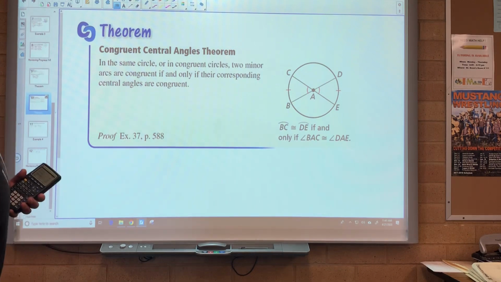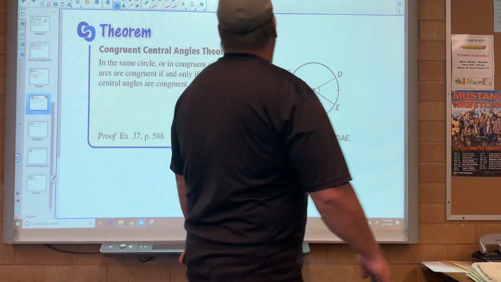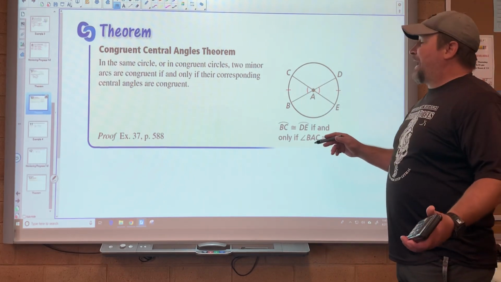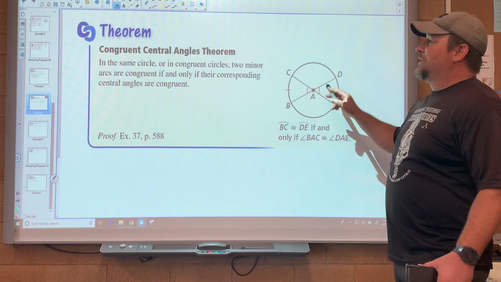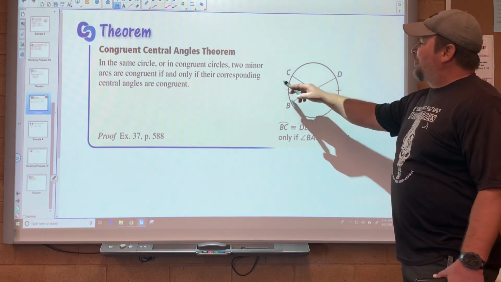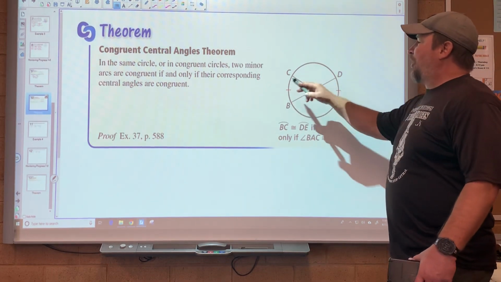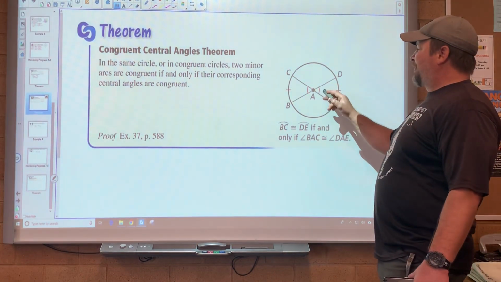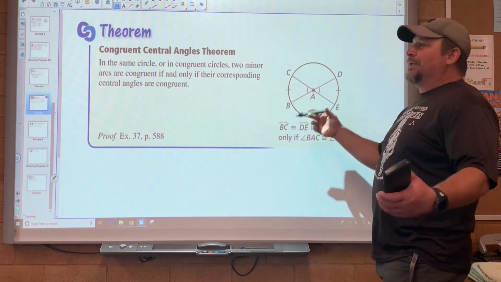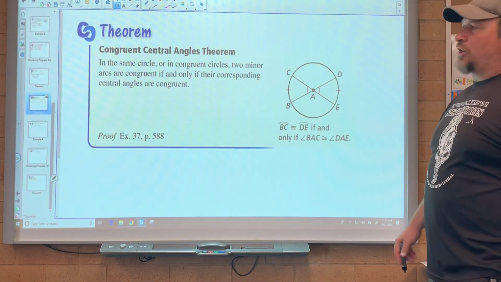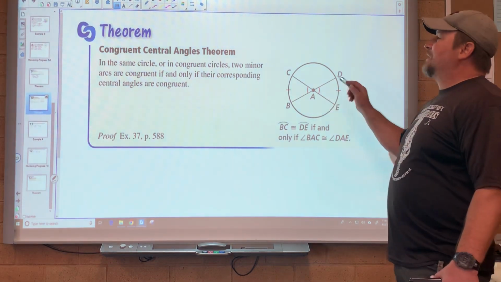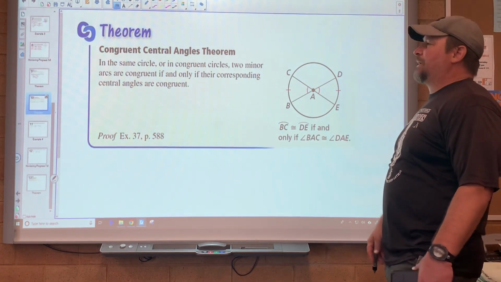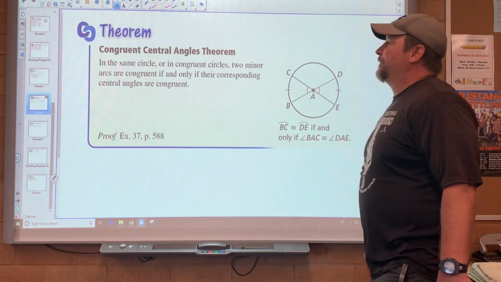Congruent central angles theorem. Okay? Well, if I have two diameters that cross each other, I have vertical angles. If I have vertical angles, then the arcs across from them will have to be the exact same anyway. So if this was like 30, then that's 30, then this is 30, and that's 30. That's the way it works, okay? The arcs will be congruent if the two angles from the center are congruent. If the two central angles are congruent, then the two arcs are congruent, okay?